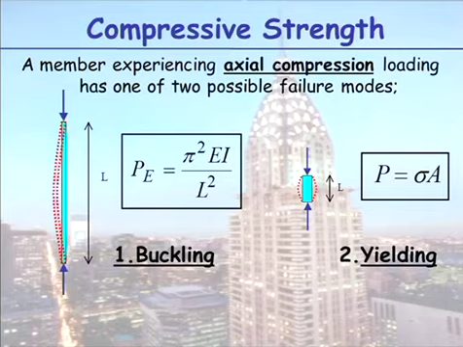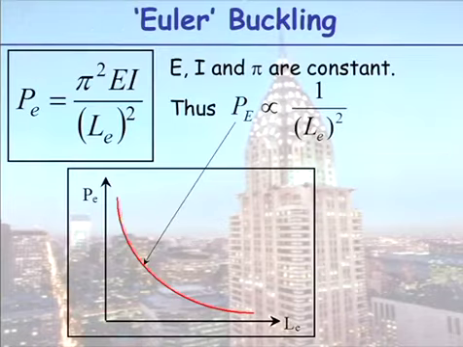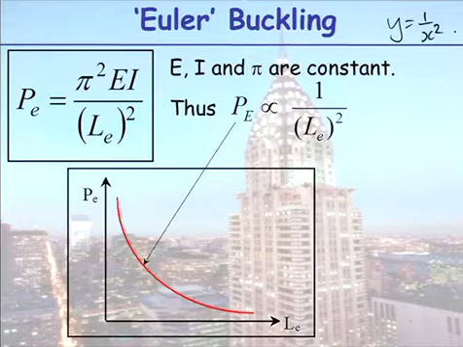So going back to it, a member in compression has two possible failure modes. It's either going to buckle or it's going to yield. We don't know which it's going to do. Let's look at this buckle curve in a bit more detail here. As I said here, if we just look at the relationship between buckle load and effective length, it looks like your y is equal to 1 on x squared curve.